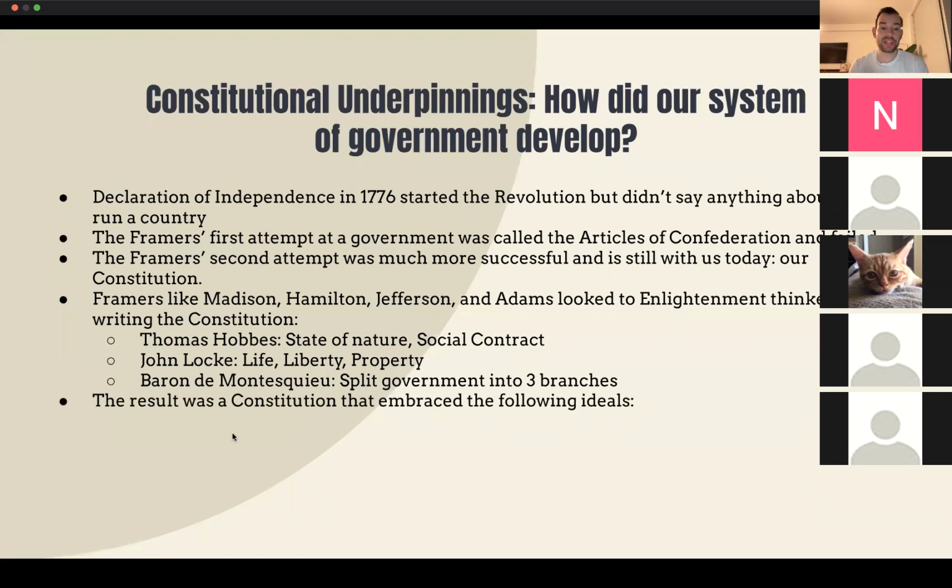So the result of this kind of thinking was a constitution that embraced the following ideals. 1, popular sovereignty. This means power to the people. They didn't want to be ruled by a king. They just got rid of a king in England.